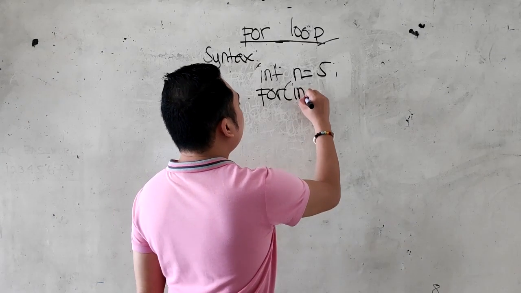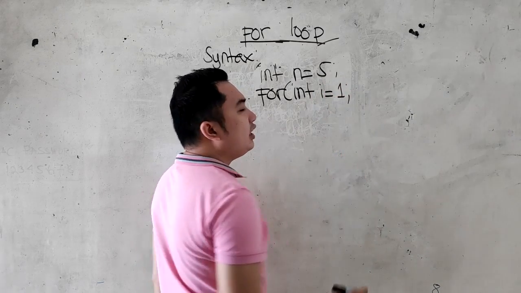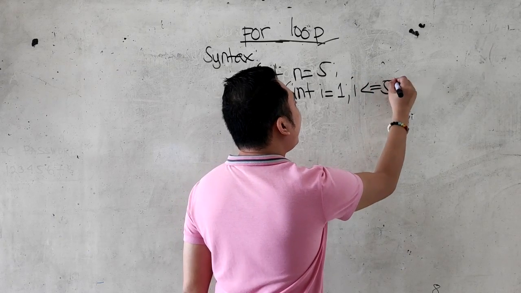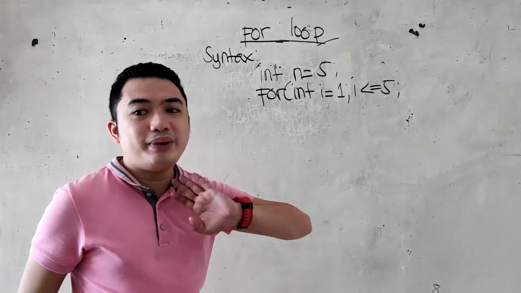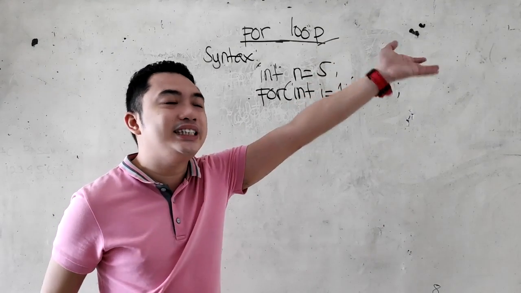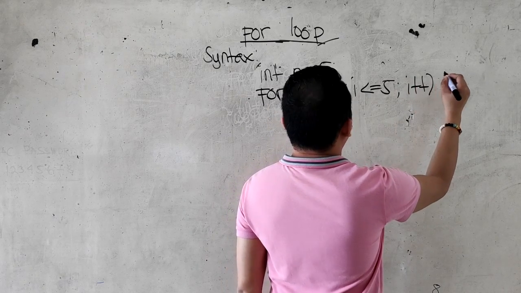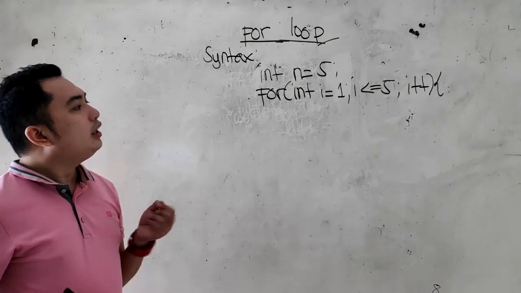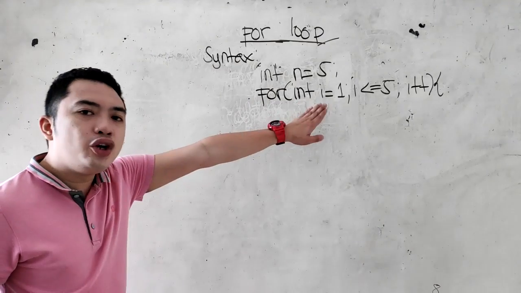So int i = 1. Then our condition here will be i <= 5. And then our update will be an increment since it will be increasing, so i++. Alright, so that is our for loop header.